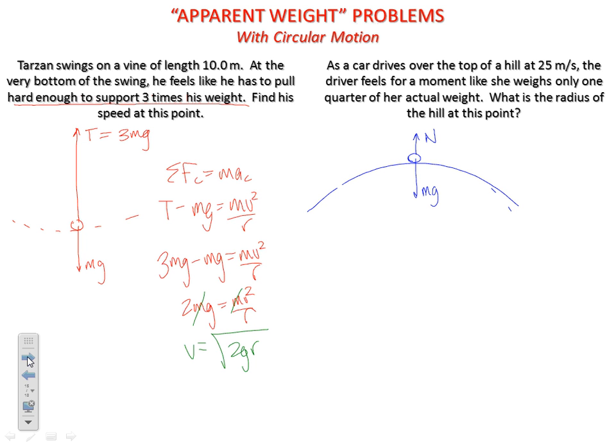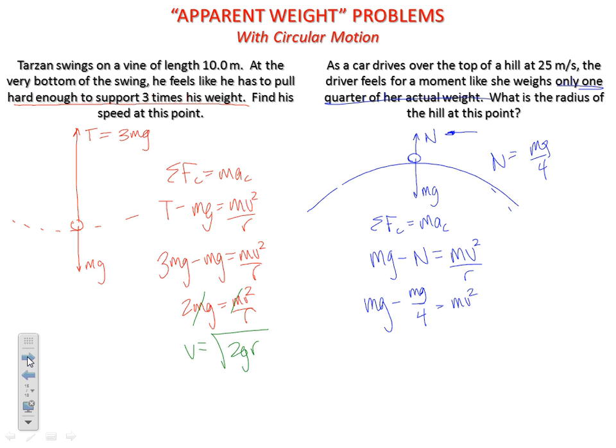I haven't even read the question, but I'm going to do my net force is ma. mg minus N is mv squared over r. Notice, just because this is up, we're not making this positive. Positive is inward. mg points inward. Okay, the woman feels like she weighs only a quarter of her actual weight. We're saying N is mg over 4. Right? A whole mg minus a quarter of mg gives us 3/4 of mg, right?